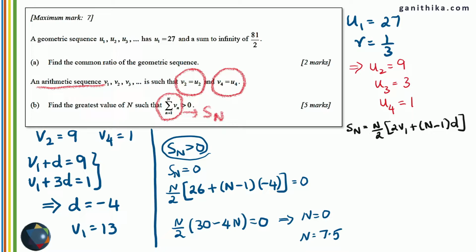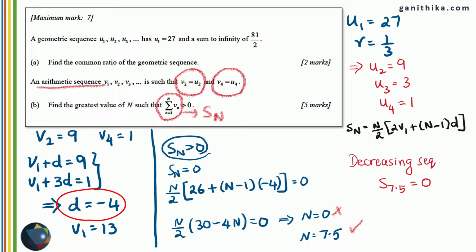n cannot be equal to 0 because 0 is not a term. Actually 7.5 also cannot be possible because you cannot have the number of terms to be 7.5. So you need to think a little bit at this point. Since d is equal to negative 4, we have a decreasing sequence. And it is also known that at n equal to 7.5, Sn was equal to 0. So S7.5 equal to 0, which is meaningless.